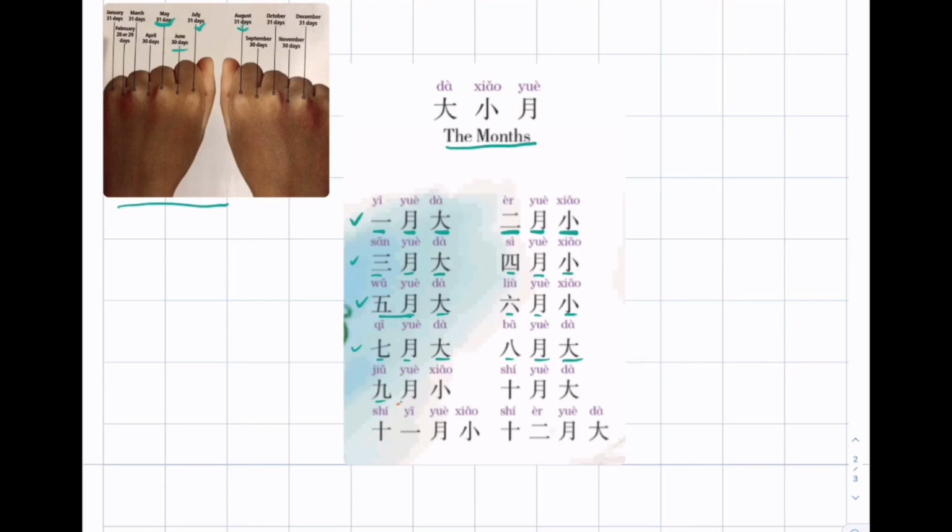Next one, 九月小，十月大。Let's check. September has 30 days. And 十月大, October has 31 days. Here, 十一月小，十二月大。November, 十一月小, 30 days. December, 31 days. 十一月小，十二月大。So this is another poem about months.